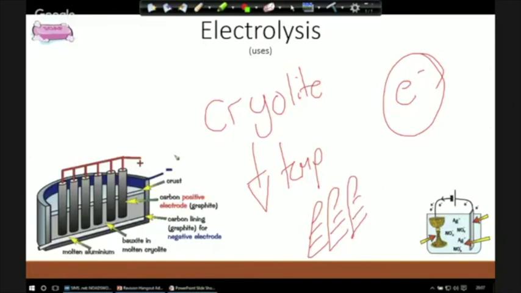Second of all, the specific electrodes are made out of carbon. And one of the products that we're going to get from the electrolysis of aluminium oxide is oxygen. Well, that will react with the electrodes to form carbon dioxide. So they do begin to wear away.